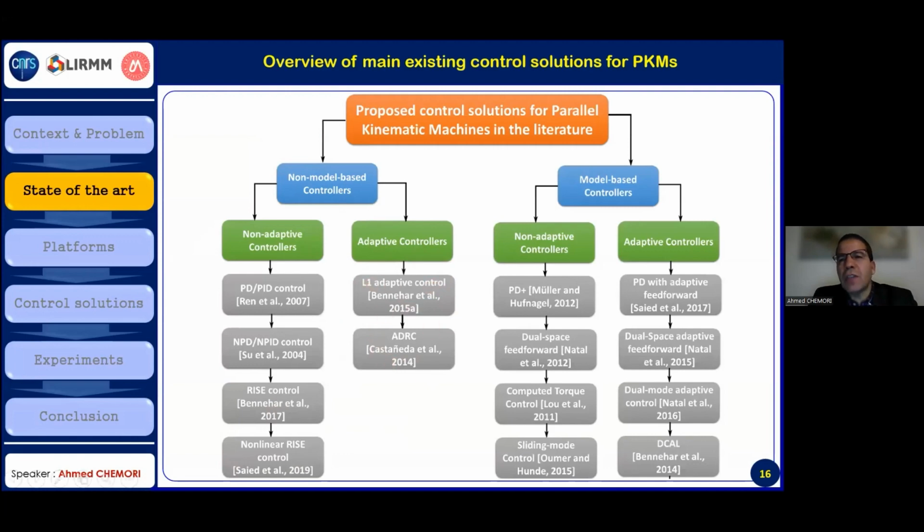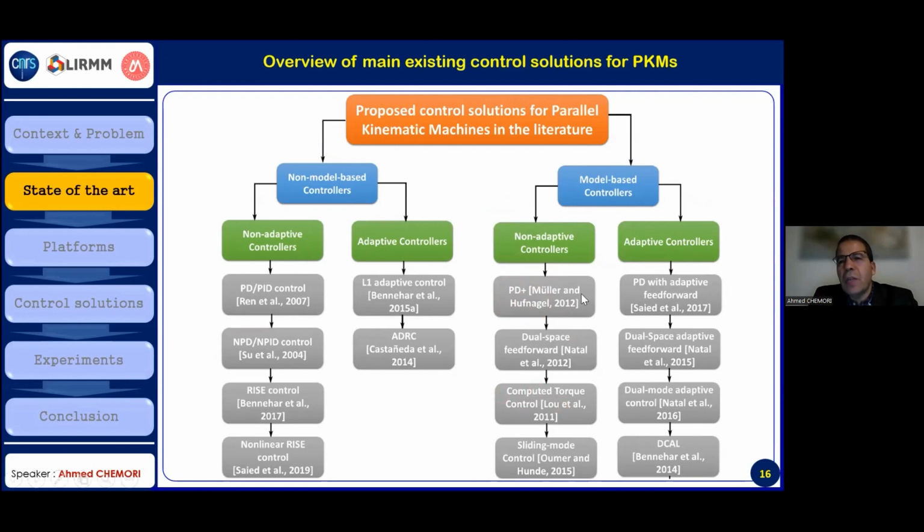Then if we look at the case of the second family, or the second class, model-based controllers, here you need to know the dynamic model because the design of the controller itself is based on knowledge of this dynamic model, and for the design itself, you need to know these terms. And we can classify them also into non-adaptive controllers and adaptive controllers. For the non-adaptive controllers, we have, for instance, the PD plus controller. It's an augmented PD controller. We have the dual space feed-forward controller, computed torque. Computed torque is a non-adaptive model-based controller. Sliding mode control, and so on.